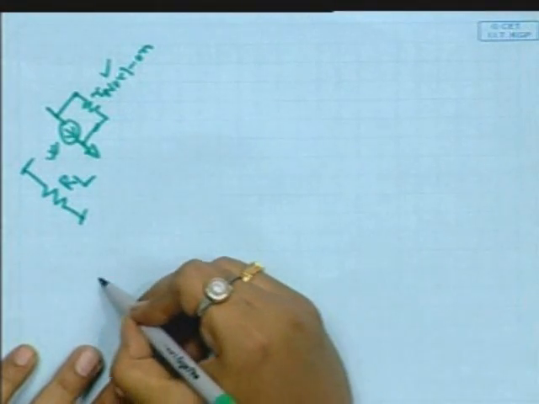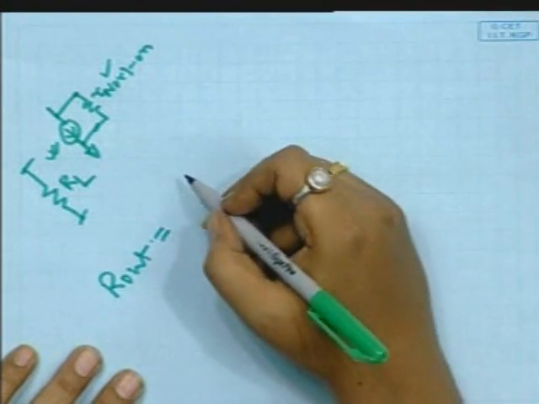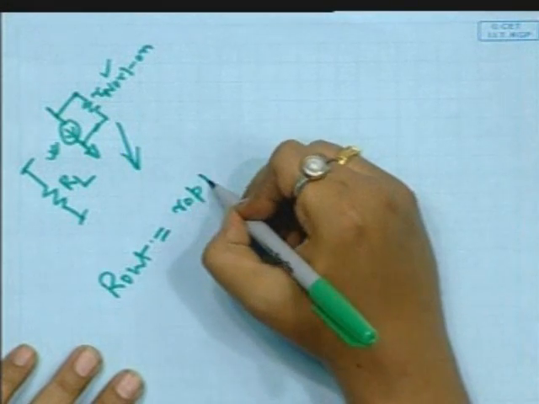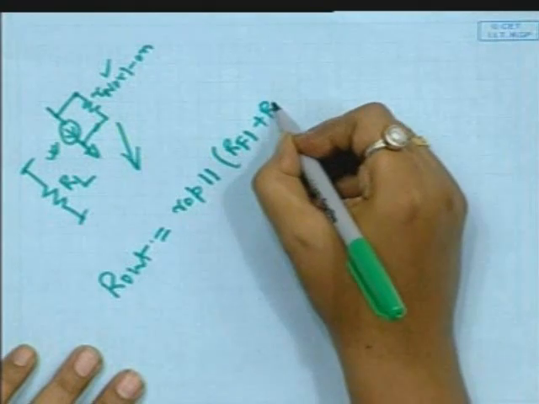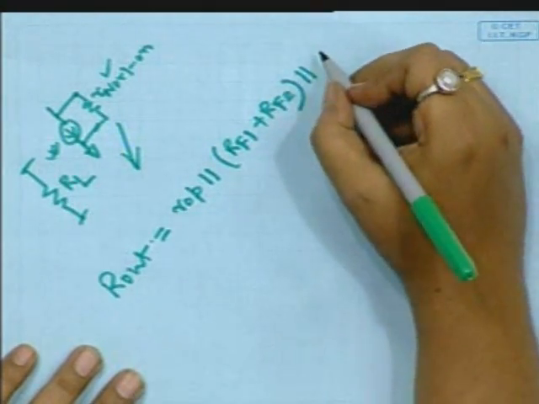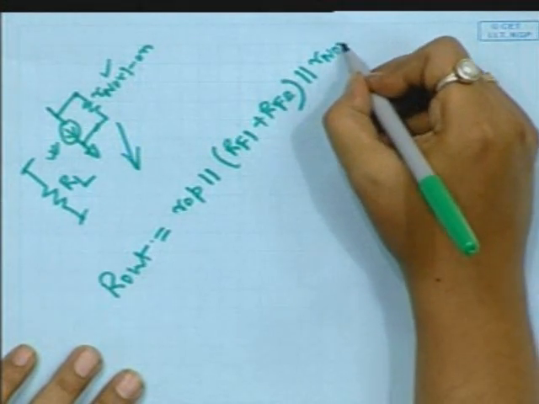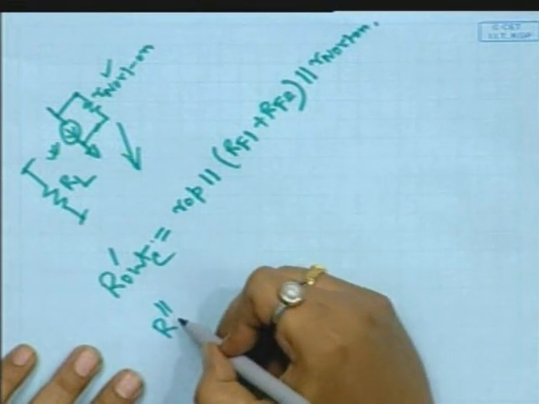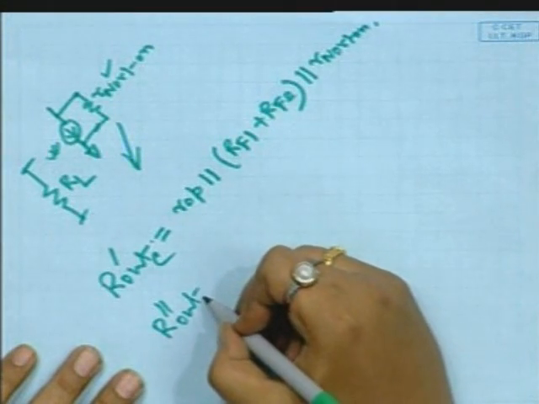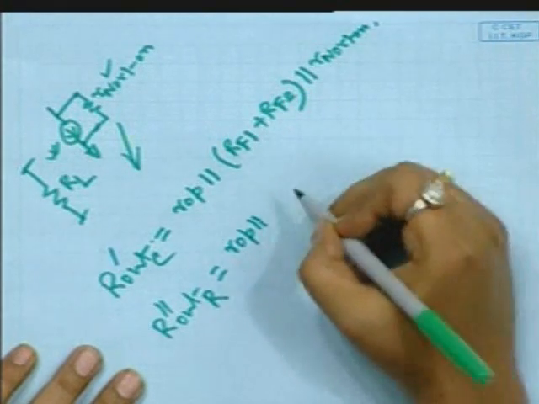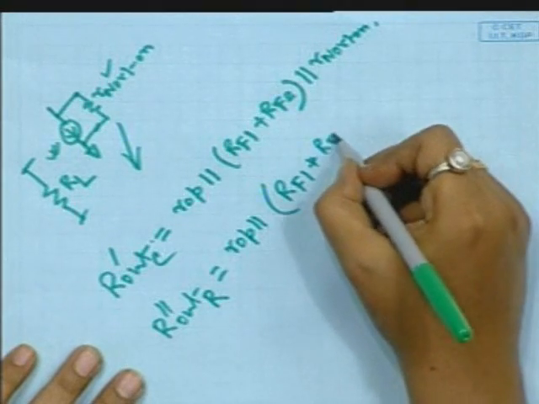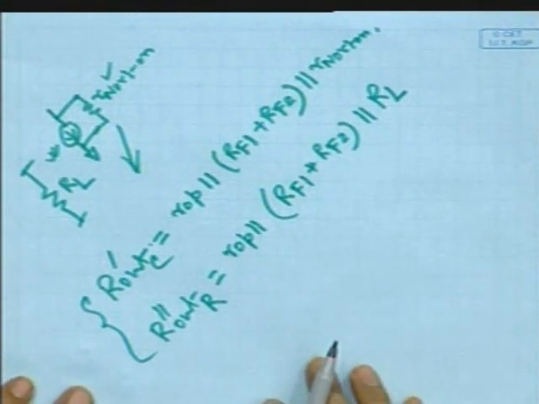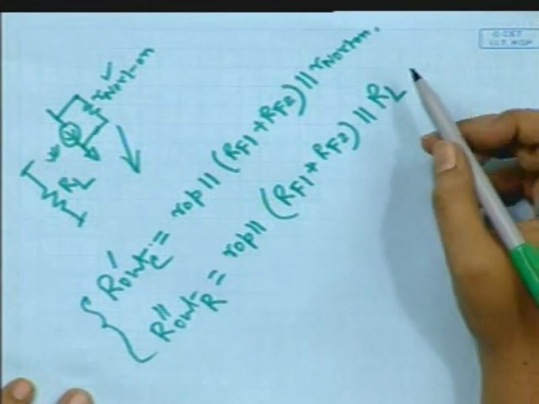So, the total output resistance for these two cases will be different. For the current source load, the output resistance will be ROP parallel (RF1 plus RF2) parallel R Norton. On the other hand, the output resistance due to the resistive load will be ROP parallel (RF1 plus RF2) parallel RL.